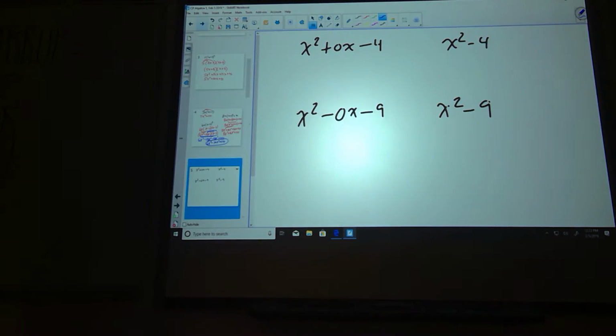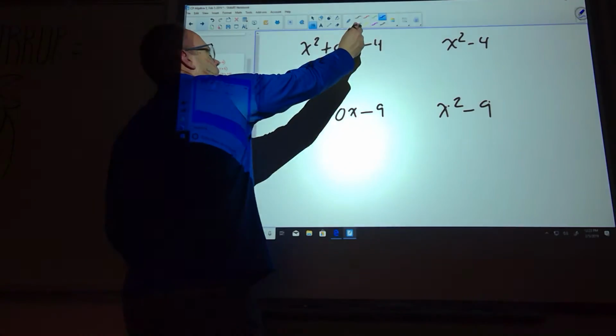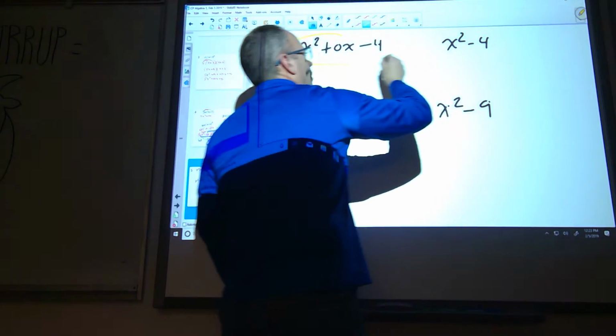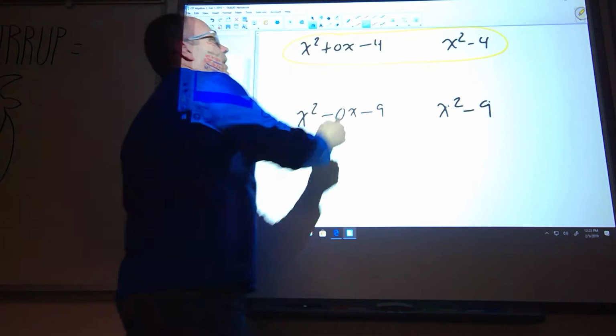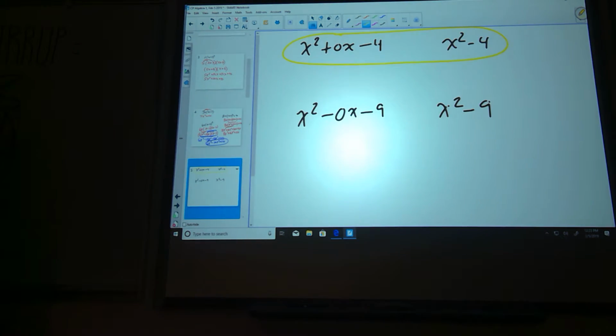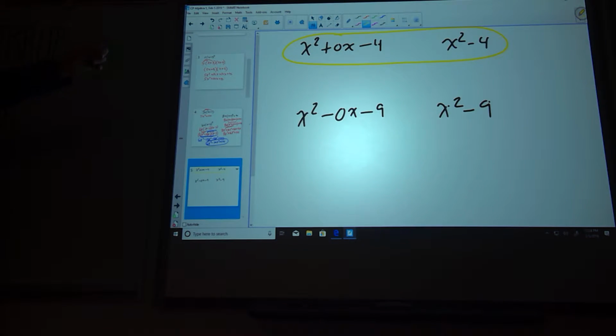Okay. So these are going to be starting to get into the difference of two squares. So take a look at x squared plus 0x minus 4 and take a look at x squared minus 4. So just looking at these two. I thought 0x wasn't a thing. 0 times x is just 0, right? So no x. So those are the exact same thing written two different ways.